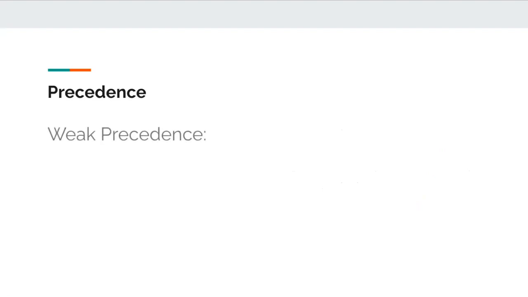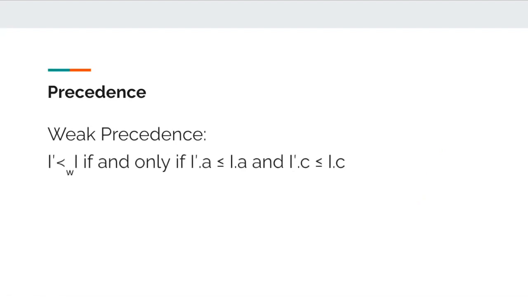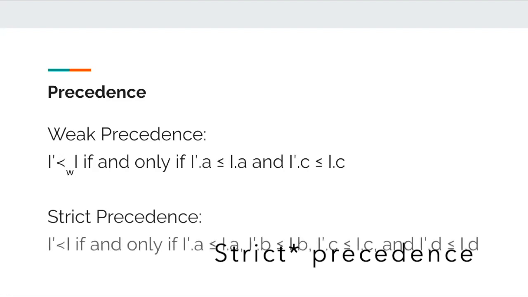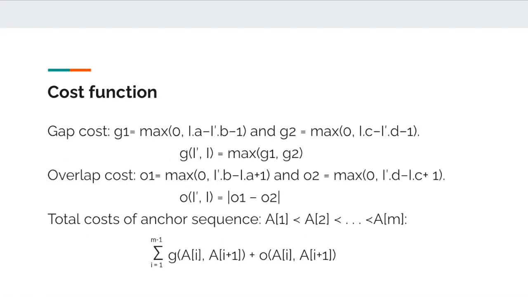We say an anchor I' is less than I under weak precedence if I'.a is less or equal to I.a, and I'.c is less or equal to I.c. We say an anchor I' is less than I under strong precedence if I'.a is less or equal to I.a, I'.b is less or equal to I.b, I'.c is less or equal to I.c, and I'.d is less or equal to I.d.